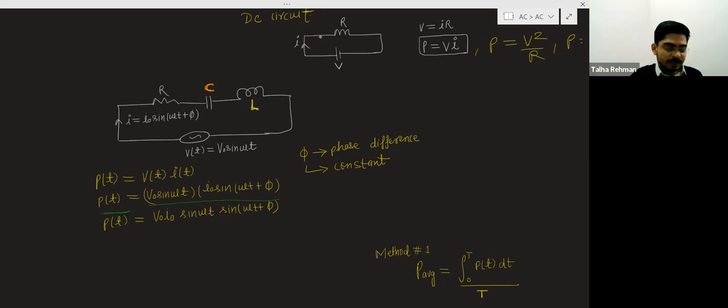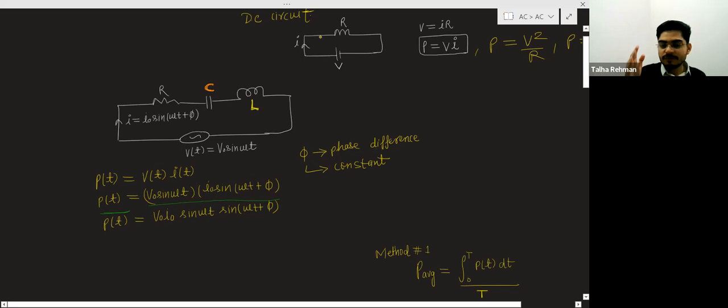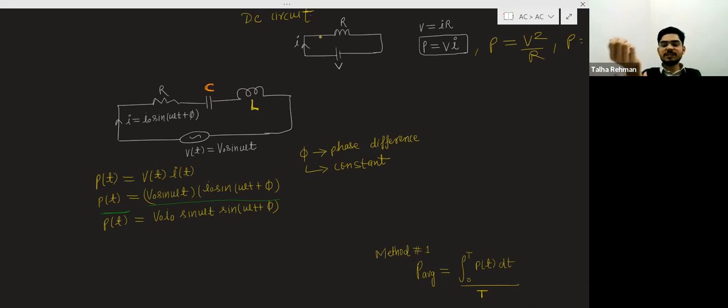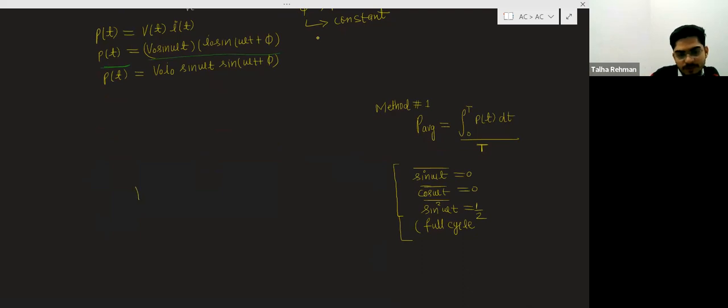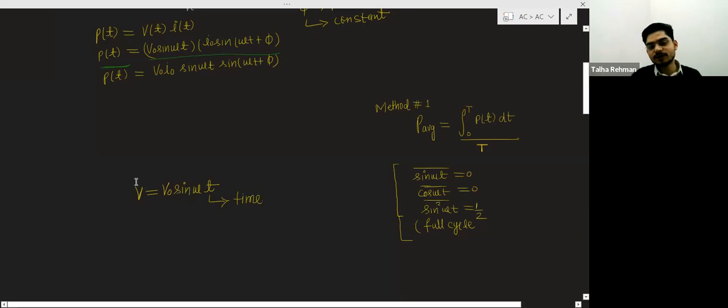So in AC circuit, the power will change with time. Why? Because current and voltage are changing with time. So earlier we have seen that EMF was also changing with time. In AC, EMF is also changing with time. That is, voltage also changes with time. V is equal to V naught sine omega t. Omega t, this t is time. We know that this time is changing continuously.